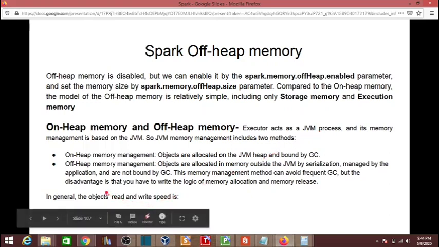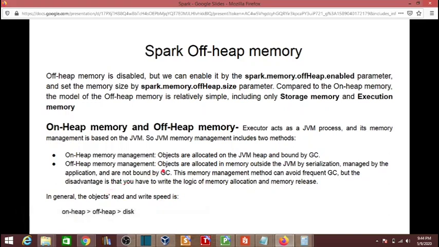Now this is the general way of memory use, how Spark uses these kinds of memory. First, the Spark program tries to occupy the memory in the heap. If it finds space, then it's good. If it does not find the space, then it goes to the off heap. If it still does not find the space, then it goes to the disk. So off heap is used to increase the performance.